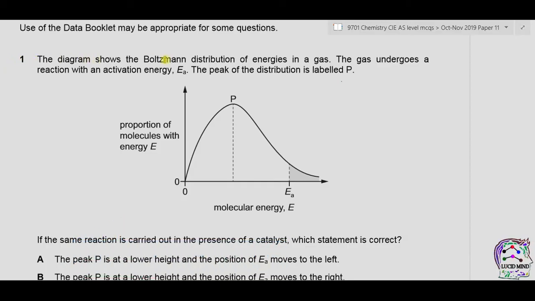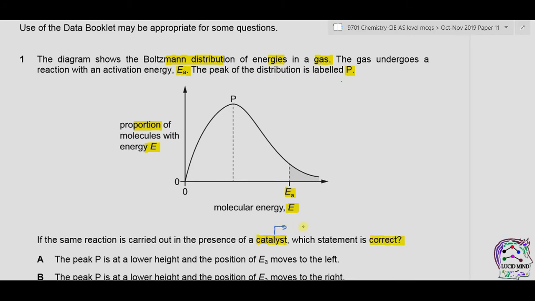Question 1. The diagram shows the Boltzmann distribution of energies in a gas. The gas undergoes a reaction with an activation energy EA. The peak of distribution is labeled P. On the y-axis we have the proportion of molecules with energy E, while on the x-axis we have molecular energy represented by E. EA is the activation energy of the molecules, and this shaded region represents those molecules that can be converted into product. If the same reaction is carried out in the presence of a catalyst, which statement is correct?